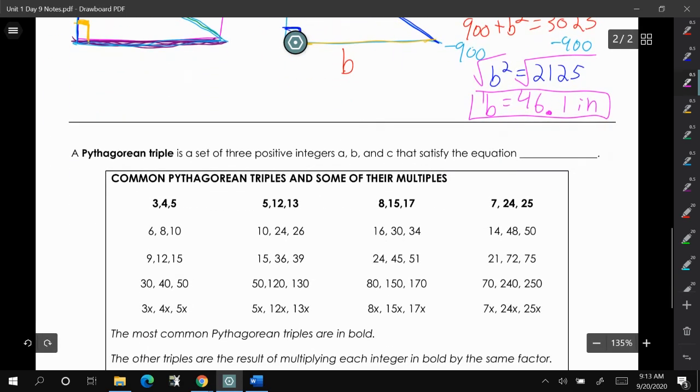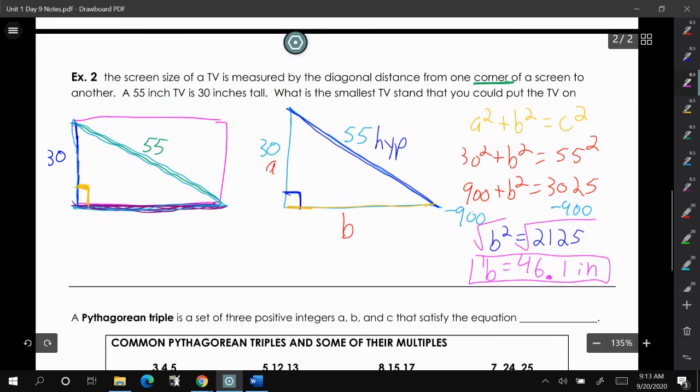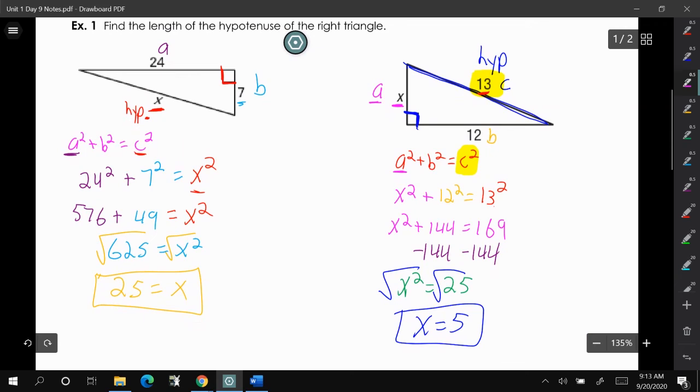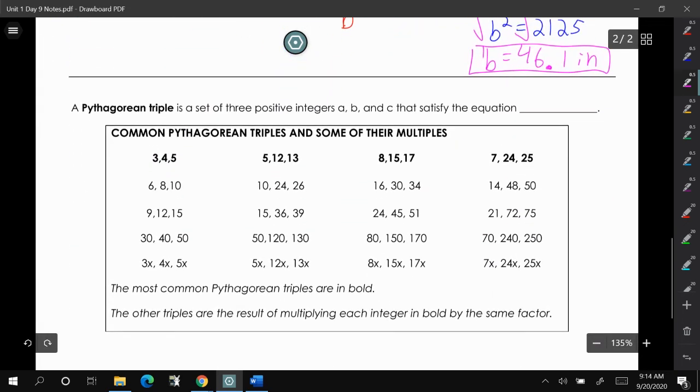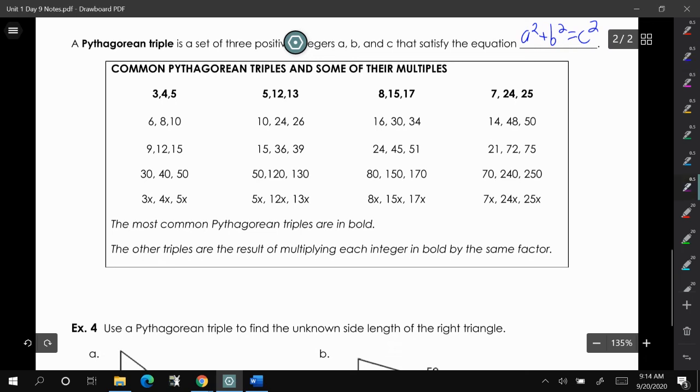Now we're going to look at something called a Pythagorean triple. Pythagorean triples are sets of numbers that work well in the Pythagorean theorem so that we don't have a decimal like we did here with this example 2 in the TV. Up here, we can see some examples of Pythagorean triples because our answers were nice whole numbers. We didn't have any decimals. So Pythagorean triple satisfies a squared plus b squared equals c squared. And this chart tells us our most common ones and multiples of them.